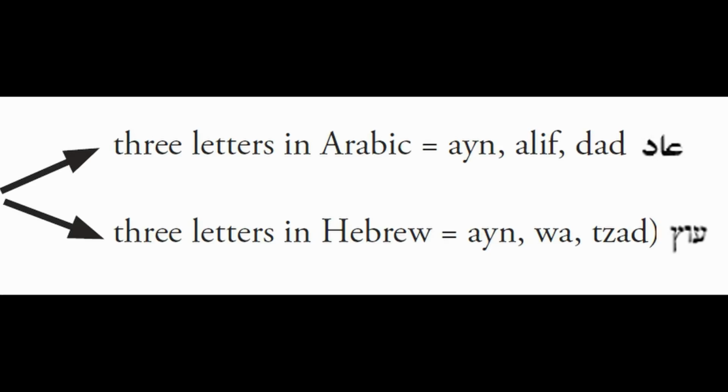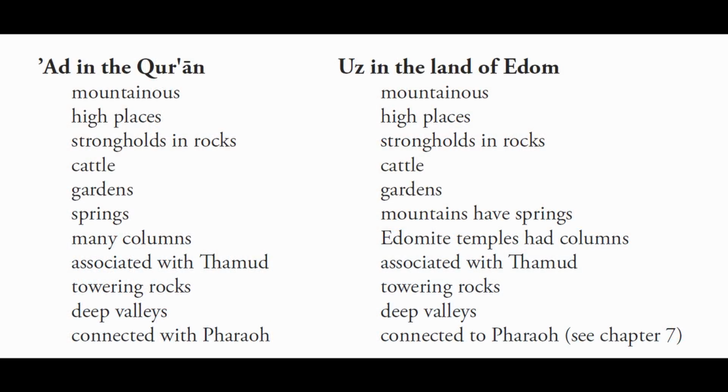It's translated in English as Uz. So we have Ad and Uz, and they're very, very similar. When we look at a list of them, we find out that Ad in the Quran and Uz, which is in the land of Edom, we can compare a list, and it's very favorable. Both have mountains. Both are described as having high places. They are described as strongholds in the rocks. Both had cattle and gardens. There were streams there. They talk about these many columns, or these high columns, and we find that in both locations. They're associated in some way with the people of Thamud who came later.